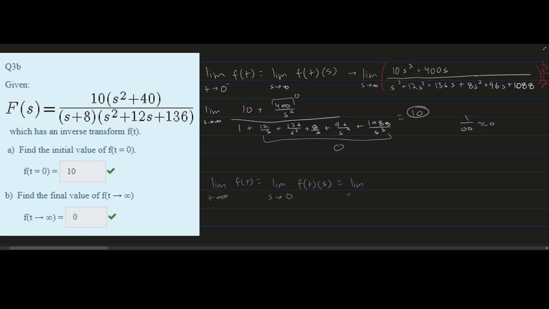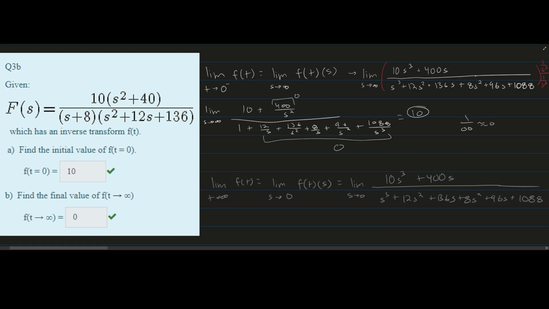Now we can write out our equation. We have the limit as s approaches 0. For this part we don't need to factor, but to stay consistent we'll factor anyway. We're going to have 10s cubed, remember because we're factoring in this s, plus 400s. Our denominator looks similar to the last one: s cubed plus 12s squared plus 136s plus 8s squared plus 96s plus 1088.